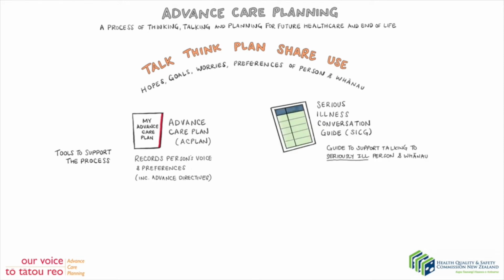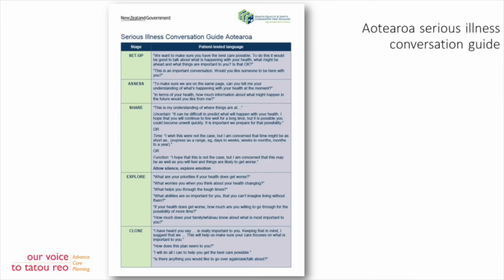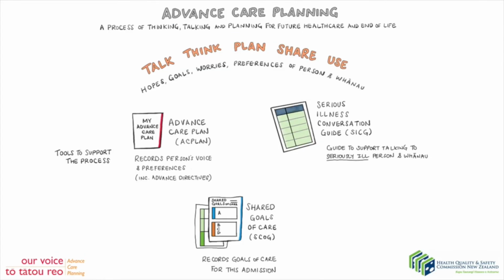The next tool is the Serious Illness Conversation Guide. This is a guide to support healthcare staff talk about advanced care planning with seriously ill people. You can see it's a scaffolding or structure with conversation prompts. It guides the clinician through setting up the conversation, seeking permission, checking the person's understanding of their health and what may be ahead, sharing a prognosis, and then exploring the person's priorities, worries, and what gets them through the tough times, their critical abilities, and what they're willing to go through for more time, and then closing the conversation with the recommendation and affirmation that the clinician will do everything he or she can to ensure the person gets the best care possible.